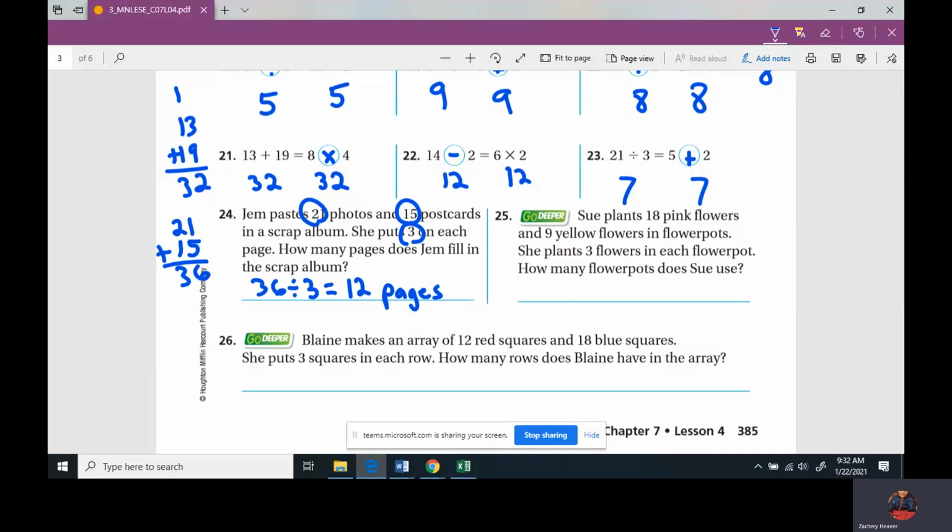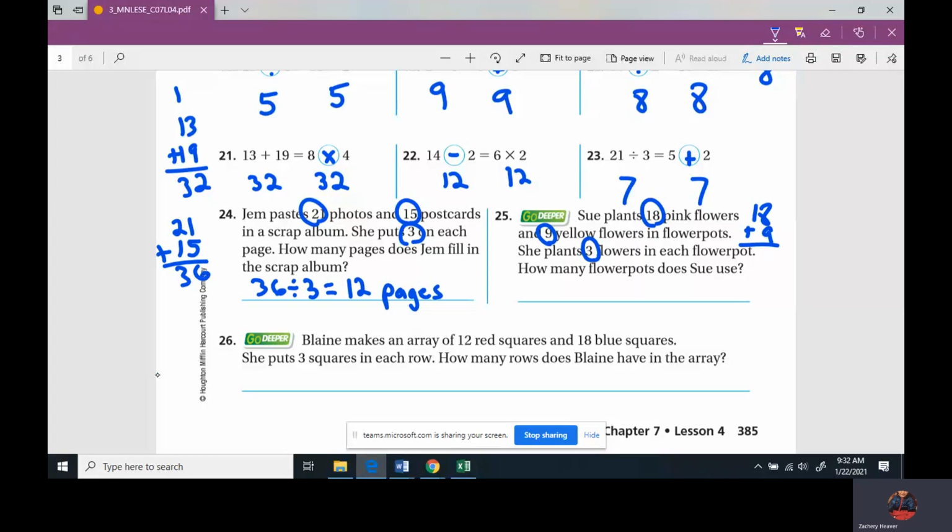The next one says, Sue plants 18 pink flowers and 9 yellow flowers in flower pots. She plants 3 flowers in each flower pot. How many flowers does she use? Let's find our total. She has 18 pink and 9 yellow.